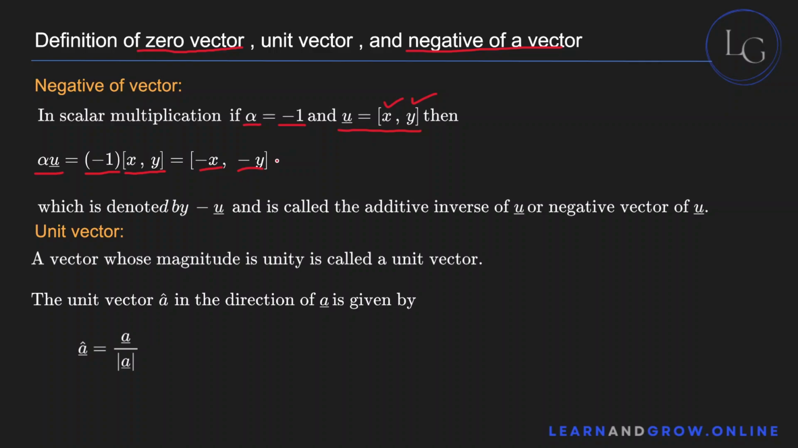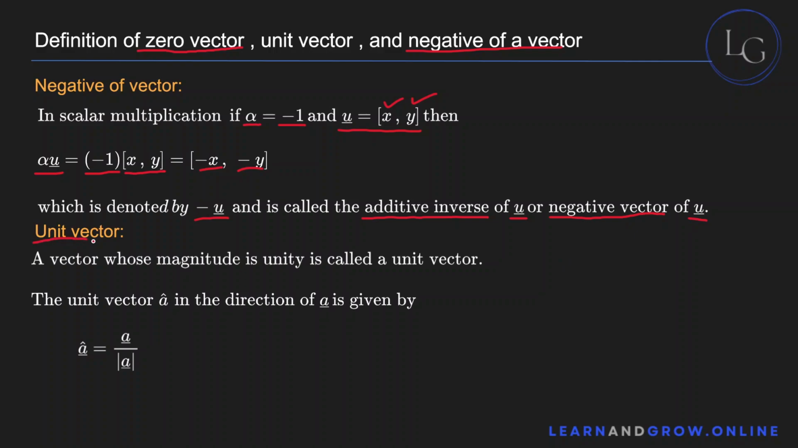So basically, the directions are inversed. And this new vector is denoted by negative u. So basically, the negative of vector u is negative u. Really self-explanatory, honestly. I don't need to explain this. And it is also called the additive inverse of u, or the negative vector of u, right?